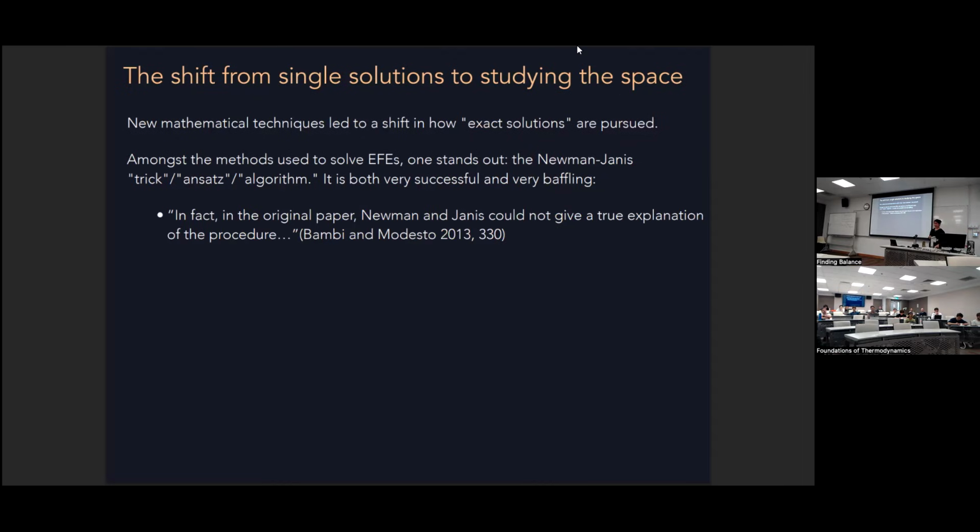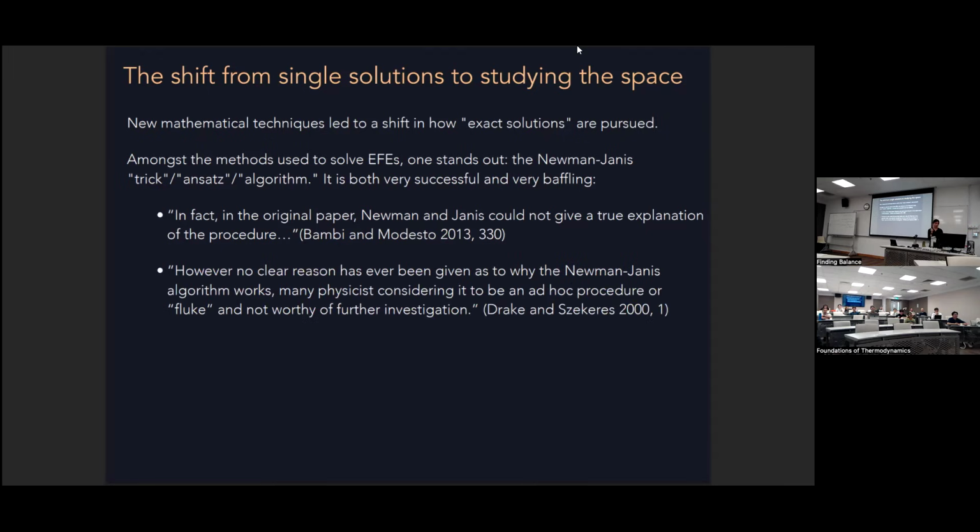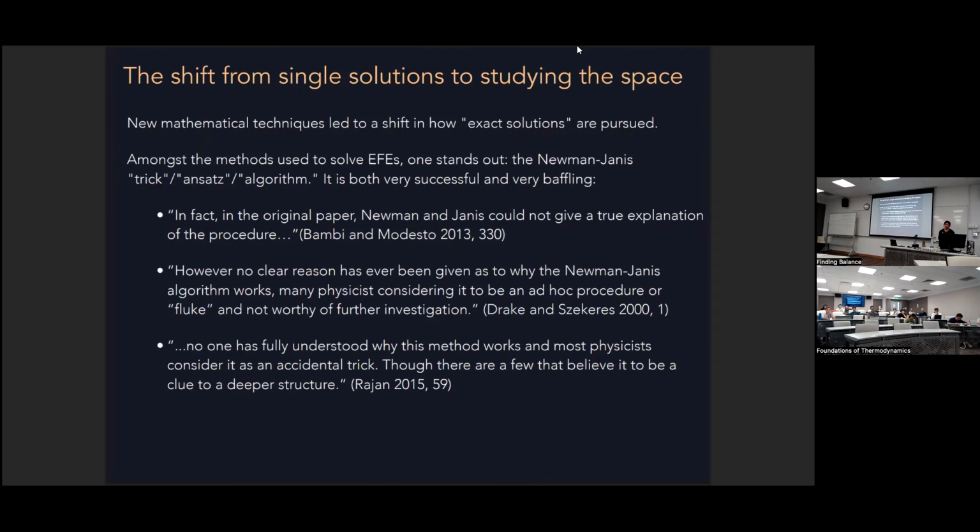Just to show you some quotes from other people discussing this. Bambi and Modesto, as late as 2013, say, Newman and Janis couldn't give a true explanation of the procedure. Drake and Szekeres say, however, no clear reason has ever been given as to why the Newman-Janis algorithm works, many physicists considering it to be an ad hoc procedure or fluke, not worthy of further investigation. Dalrajan, in a dissertation that he worked on with Matt Visser, says, no one has fully understood why this method works, and most physicists consider it to be an accidental trick. There are some that believe it to be a clue to deeper structure.